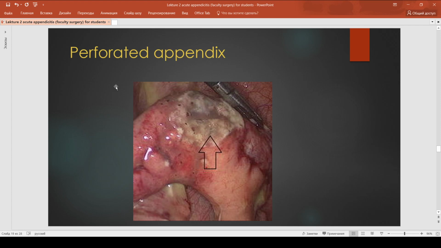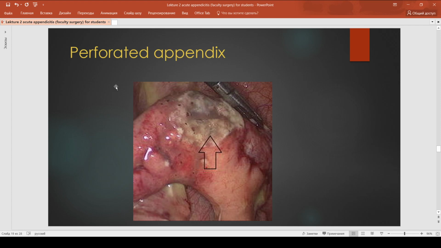Perforated appendix. As you see here, a hole in the wall of the appendix with fibrinous and purulent contents. It's a perforated appendix, a rupture of the appendix. Early presentation: localized peritonitis and decreased bowel sounds. Generalized peritonitis indicates a free rupture of the appendix into the peritoneal cavity. Localized peritonitis suggests concealed perforation. Delayed presentation: appendiceal mass or appendiceal abscess.